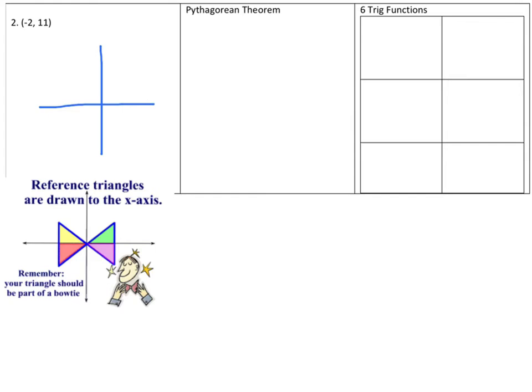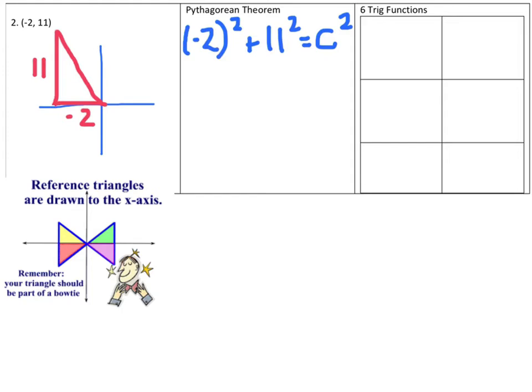Alright, I think you should pause the video, try this one yourself. How'd you do on drawing the triangle? Did you go left 2 and up 11 and label those sides appropriately? How about setting up the Pythagorean theorem? Did you put your negative 2 in parentheses?